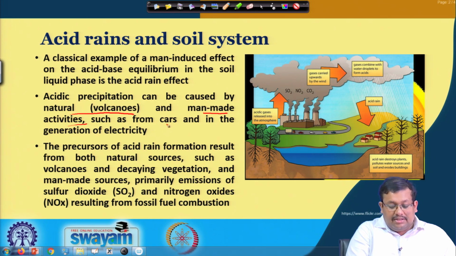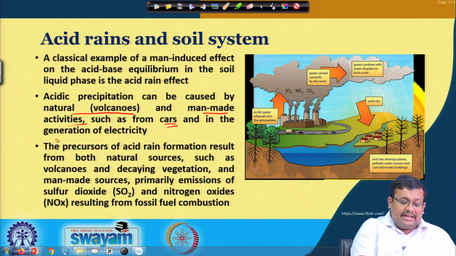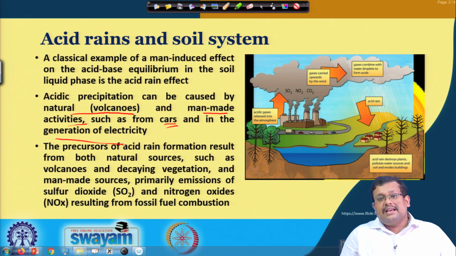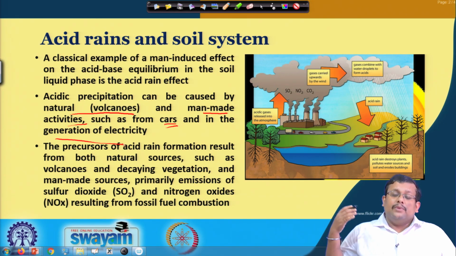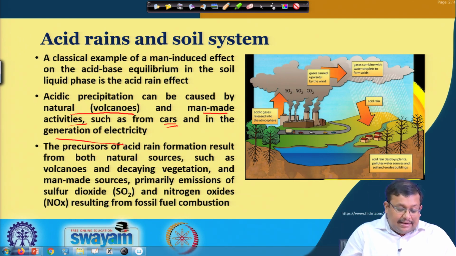So, what are the man-made activities? These gases can be, for example, sulfur dioxide. This sulfur dioxide can be generated from car exhaust, and the generation of electricity can also produce these gases. When these gases go to the atmosphere and mix with water vapor, they produce acid rain.